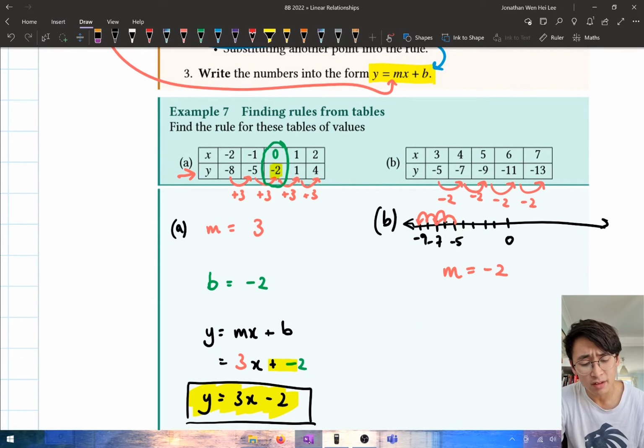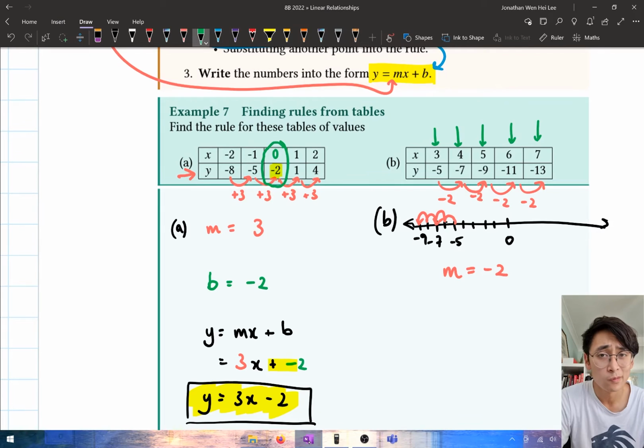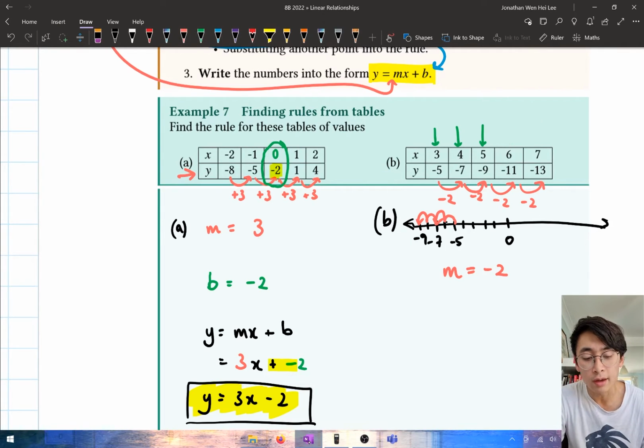There's a bit of a problem, isn't there? If you have a look at my table, can you see that none of these values is 0? We can actually do something to deal with this though. We can extend the table so that we can include 0.